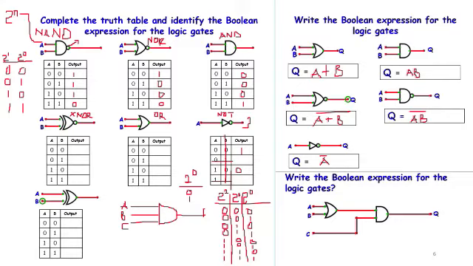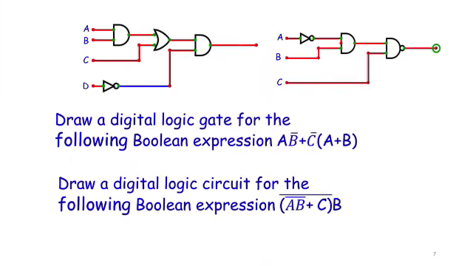Okay, so I'll leave this also for you. So you work on this. Let this become the assignment. Let me see what you can do with that. This should be your assignment. Write the Boolean expression for the logic gate. Okay, now let's see this.